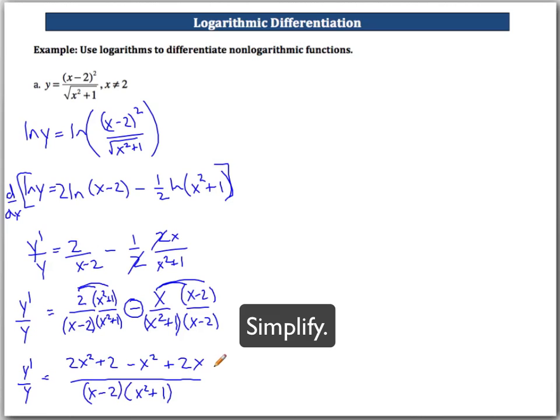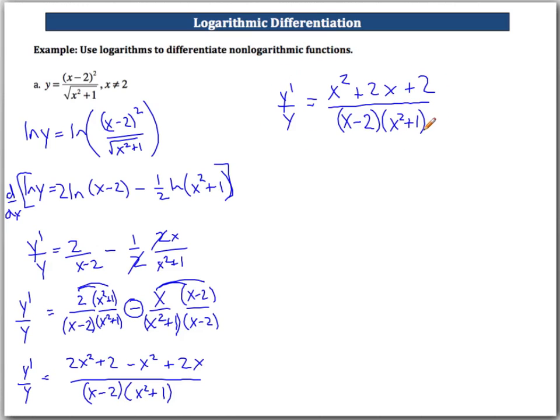Okay, and we can still simplify this a little bit more. Let's move up to the top here. So y prime over y equals, well, 2x squared minus x squared is just x squared. And then we have plus 2x. And then plus 2. And this is divided by x minus 2 times x squared plus 1.